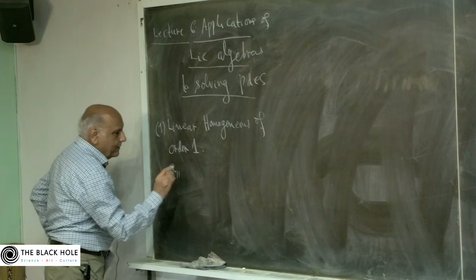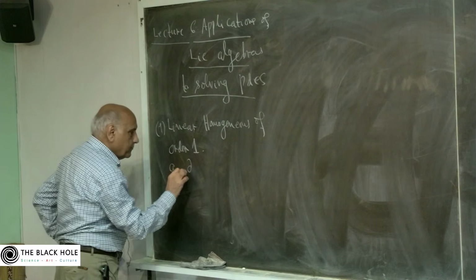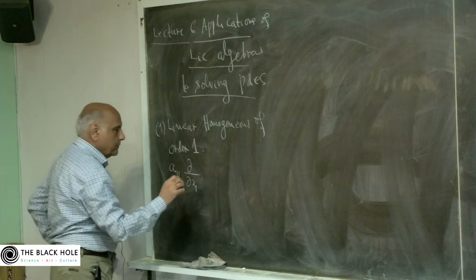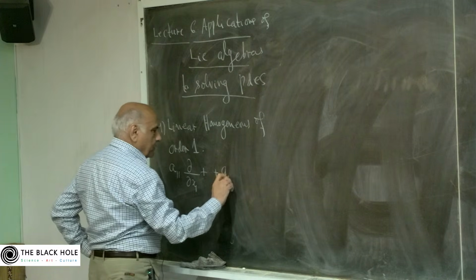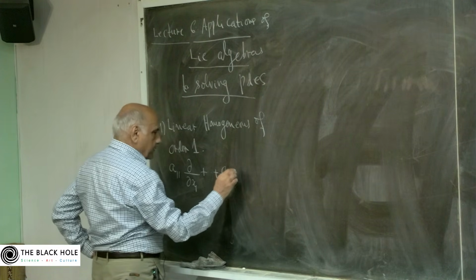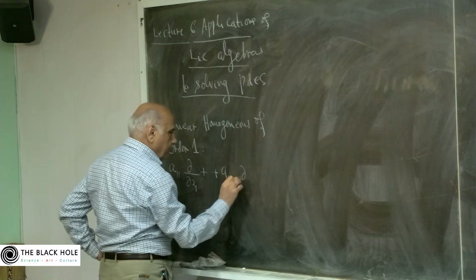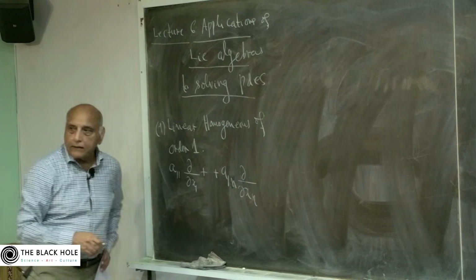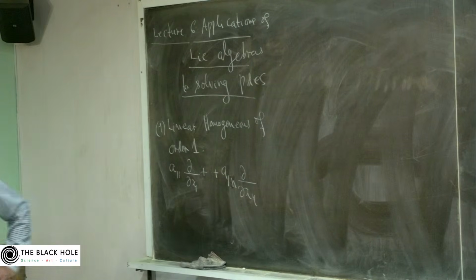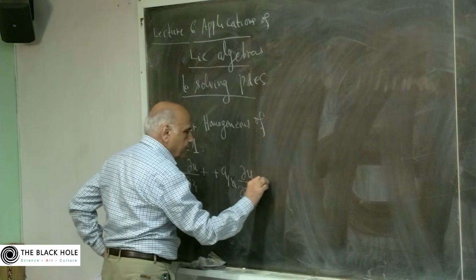Let's write it general. This is a function of all the variables, partial by partial x1 plus a1n partial by partial xn. First order. Okay. So let's put a variable u here. This is your first equation.